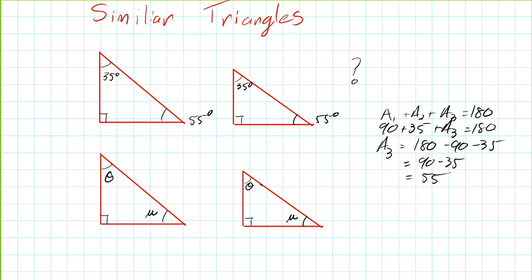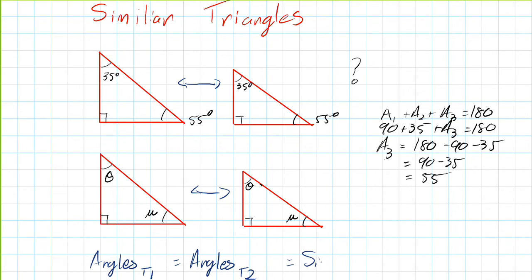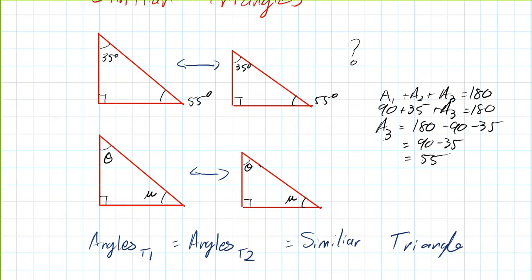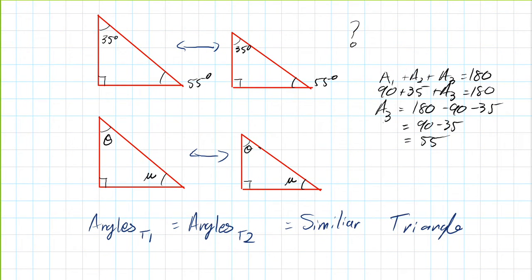Okay. So the reason I've done this is to show us that if all the angles of a triangle are equal, so we'll say the angles of triangle 1 are equal to the angles of triangle 2, that means they are similar, okay? They're similar triangles. Similar triangles aren't congruent. Congruent would be like the same thing, but similar triangles are triangles that have the same angles and the ratio of their side lengths is the same, okay?